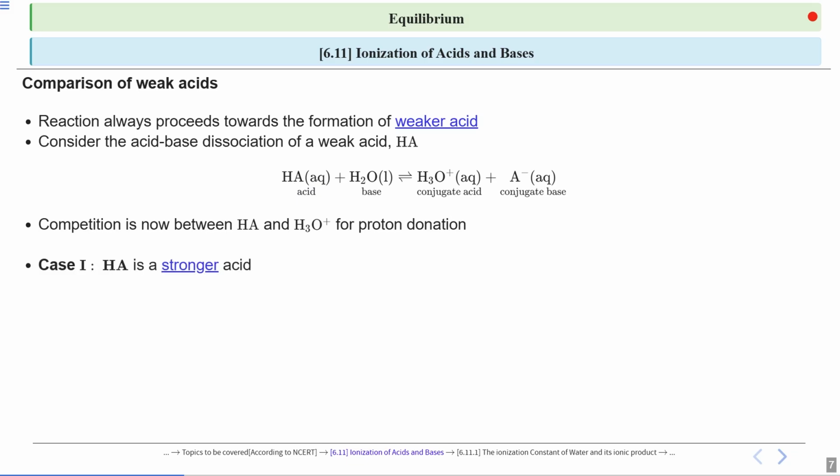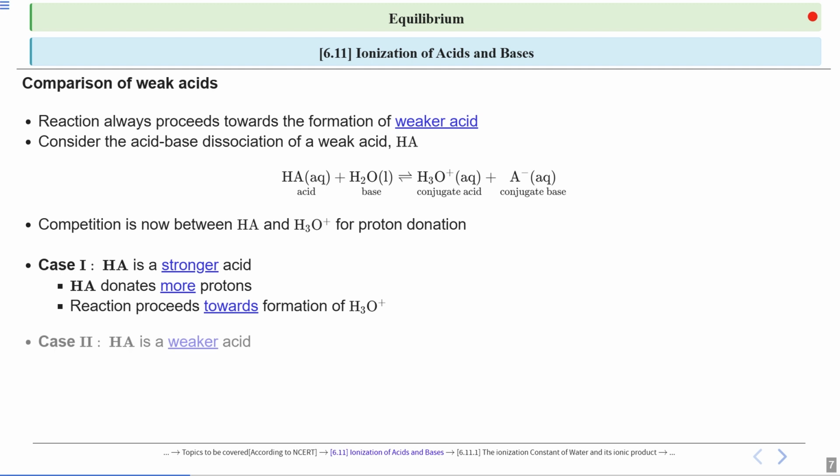Case 1, suppose HA is a stronger acid. What will happen? If HA is a stronger acid, then HA will dissociate more, or it will give more protons. So the reaction will move where? Onto the right hand side. This is the reason I am saying that the reaction will always proceed to the weaker acid side. You can see it clearly from this statement that if we are considering H3O plus as the weak acid, then the reaction is proceeding towards the weak acid. So HA will donate more and more protons, leading to the formation of H3O plus, therefore putting the reaction on the H3O plus side.